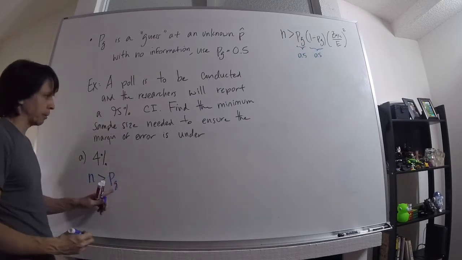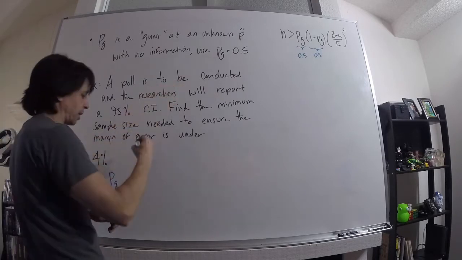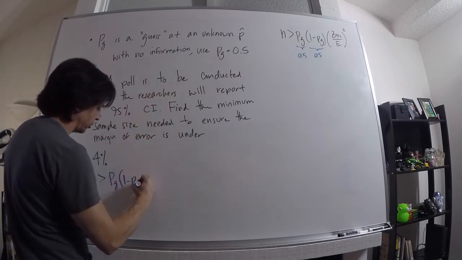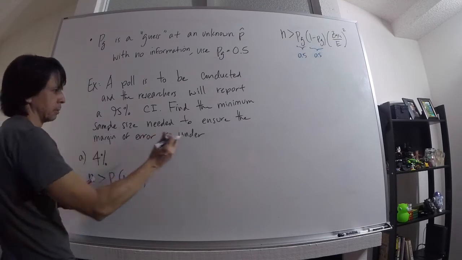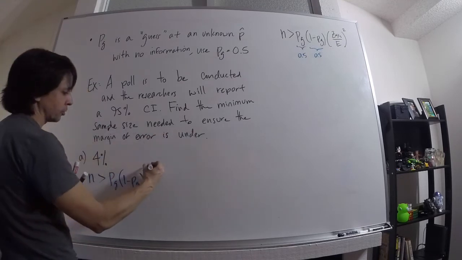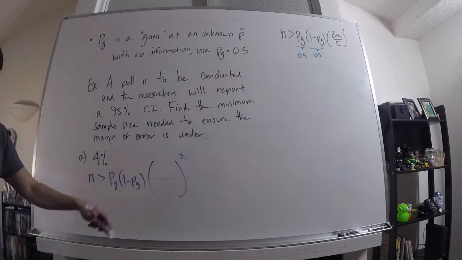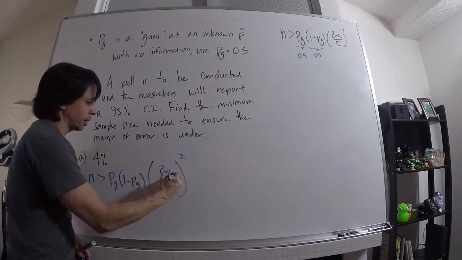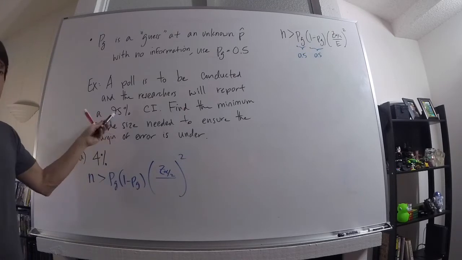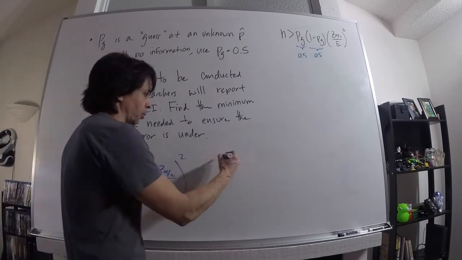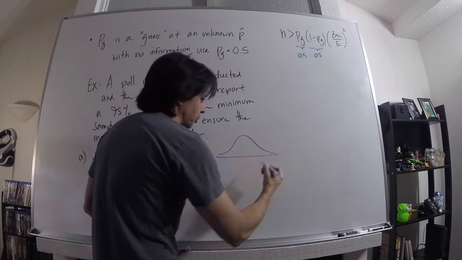PG, and since we have no information, we're going to use 0.5 there. 1 minus PG, we'll use 0.5 there as well. And then the Z. The Z on top is going to be based on your confidence level. Now, if it's a weird one or you forgot your Z scores for the standard confidence intervals, you'll have to spend some time doing that.